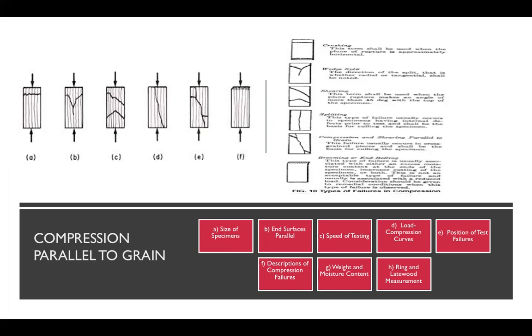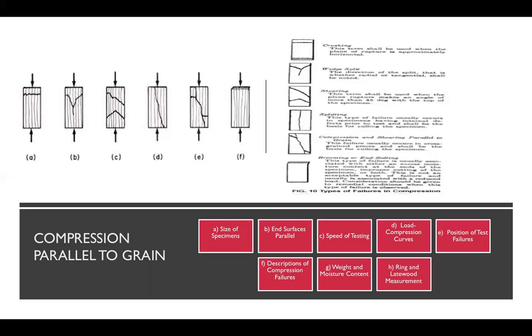So for the speed of testing, the load shall be applied continuously at the rate of motion of the movable crosshead of 0.003 inches per minute per inch of nominal specimen length. So for load compression curves, the load compression curves shall be taken over a central gauge length not exceeding 6 inches or 150 millimeters for the primary method of specimen, and 2 inches or 50 millimeters for the secondary method of specimen.